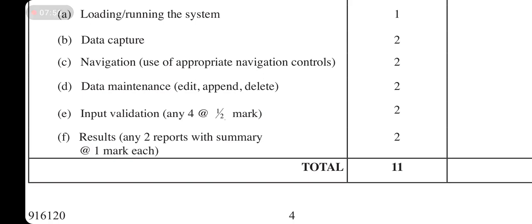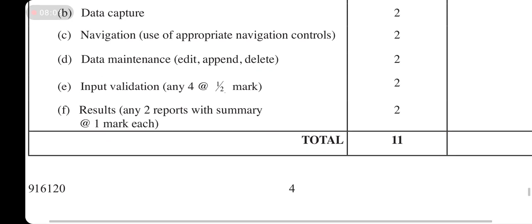Input validation is what I was talking about. The field is meant for date and you've keyed in a number. Will your system refuse to take it and tell you to put it in a date format? Your input mask, how is it? That one you must have validation, like 4 or more. It will give you 2 marks.